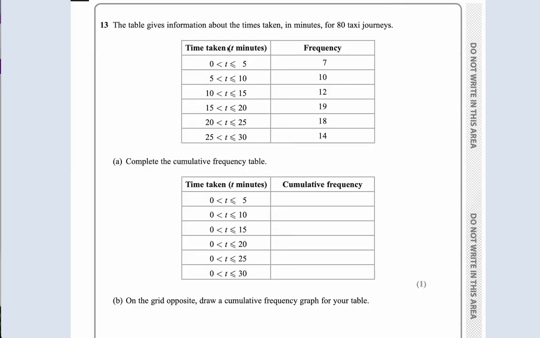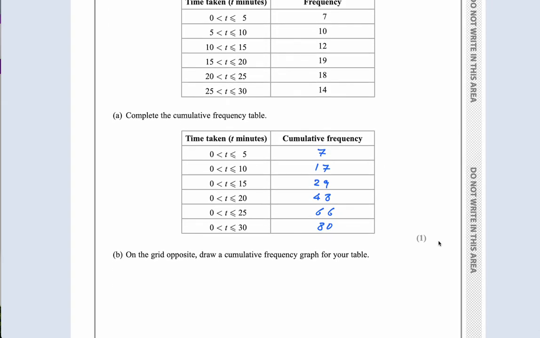This table gives information about the times taken for 80 taxi journeys. Complete the cumulative frequency table. Right, this is easy, guys. 1 mark. All I have to do is accumulate or add them together. So that's 7. 7 plus 10 is 17. 17 plus 12 is 29. 29 plus 19 is 48. 48 plus 18 is 66. And 66 plus 14 is 80, which I'd expect because it's a total of 80, right? So that's only one. That's 1 mark.